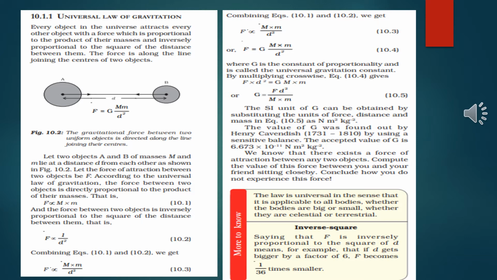According to this law, every object in the universe attracts each other with a force which is proportional to the product of their masses and inversely proportional to the square of the distance between them. And the force is along the line joining the centers of the two objects. So students, according to this law, every two objects in this universe attract each other with a force of attraction.